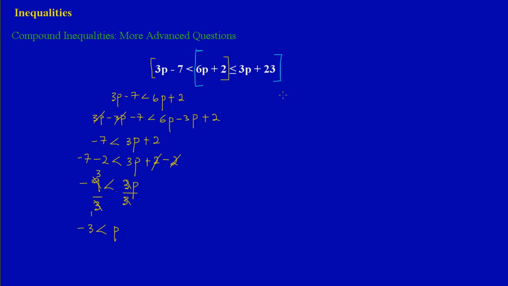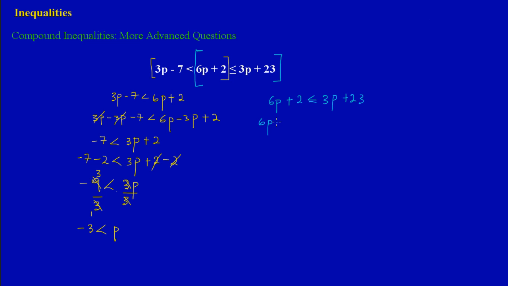Now here I will have a 6p again, because I'm working what is in the blue now, the part of the inequality in the blue. So I'll have 6p plus 2 is less than or equal to 3p plus 23. Now again, since I have my p's here and 6p is more than 3p, I'll take the lesser amount of p's to the inside. Since this is positive, I'm going to subtract 3p from both sides.